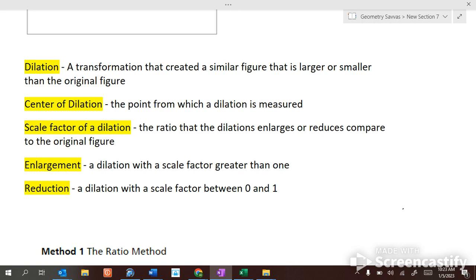So when you dilate something, you make it bigger or smaller. Where you dilate it from is the center of dilation, and how much bigger or smaller you make it is your scale factor. That's how much bigger or smaller you make it. So an enlargement is bigger, the new figure is bigger, a reduction is smaller, the new figure is smaller.